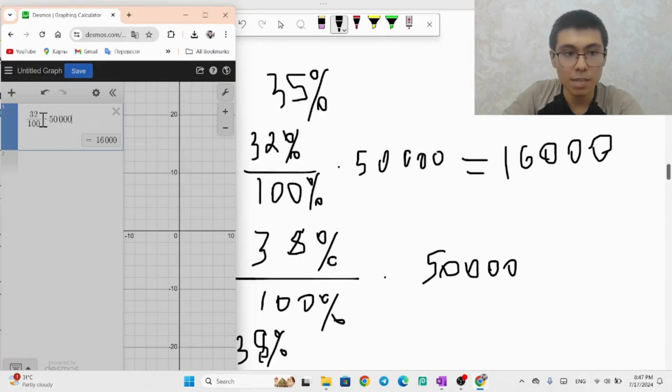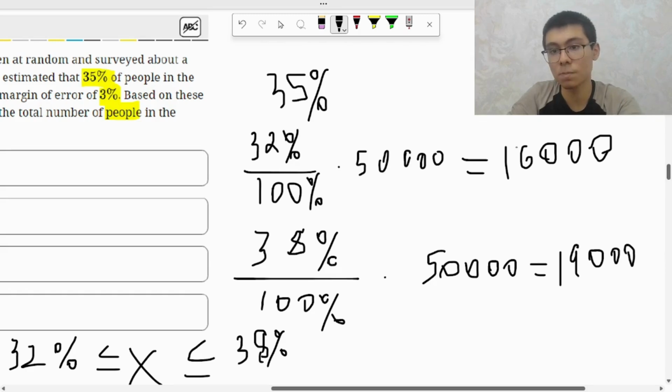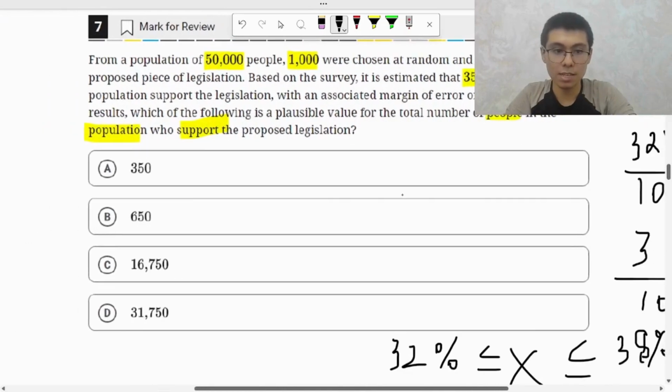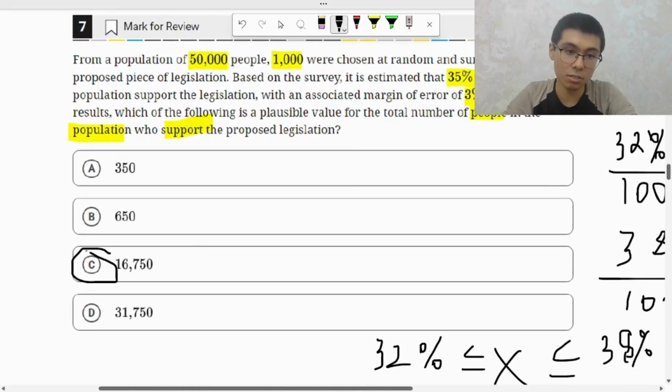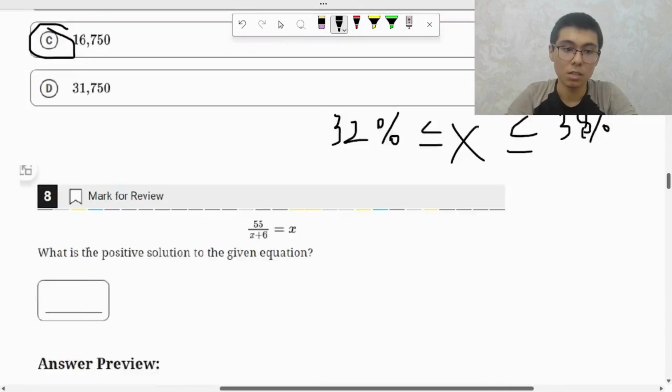And the maximum number of people who are going to support is 19,000, as you can see here. So my predictions for the correct answer choice are between 16,000 and 19,000. So let's have a look at the answer choices. C accurately matches this. C is correct, as you can see.